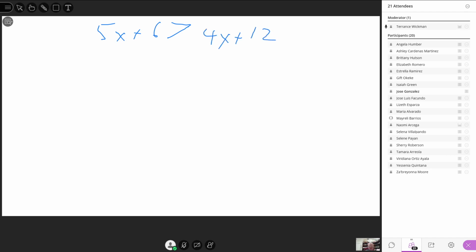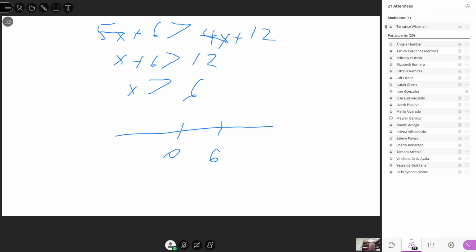Now, the rule in this is you always want to keep your x's positive. If you do, you don't have to worry about switching this greater than sign. So I'm going to subtract 4x from this side, subtract 4x from that side. I'm going to get x plus 6 is greater than 12. I'm going to subtract 6 from both sides, so x is greater than 6. On a number line, if x is greater than 6, and this is 0, this is 6, I have to use a parenthesis like that and show it like that. And that's D.